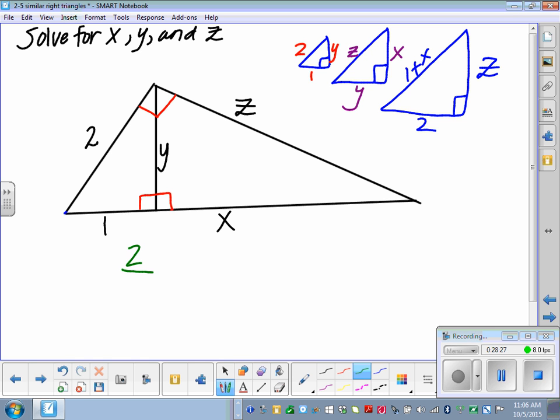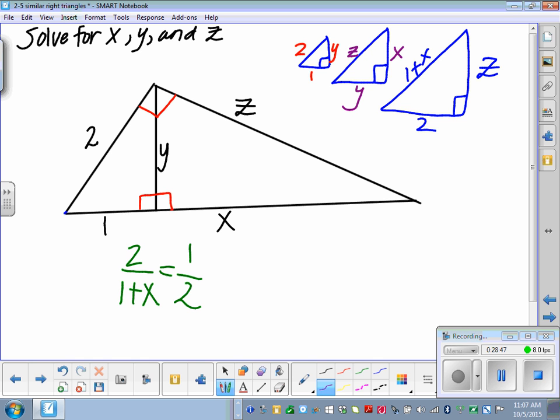So hypotenuse over 1 plus x, or x plus 1, same thing, is equal to short, which is 1, over what's the short over here? 2. Do I have more than 1 variable? No. So we can cross multiply and solve for x. Questions on how I did that?